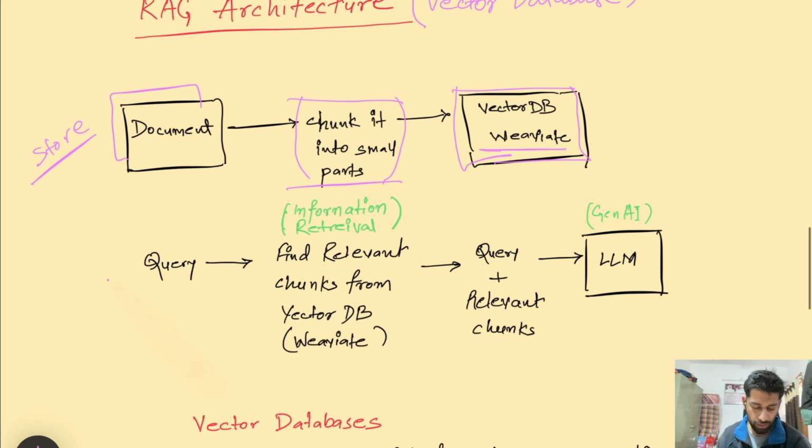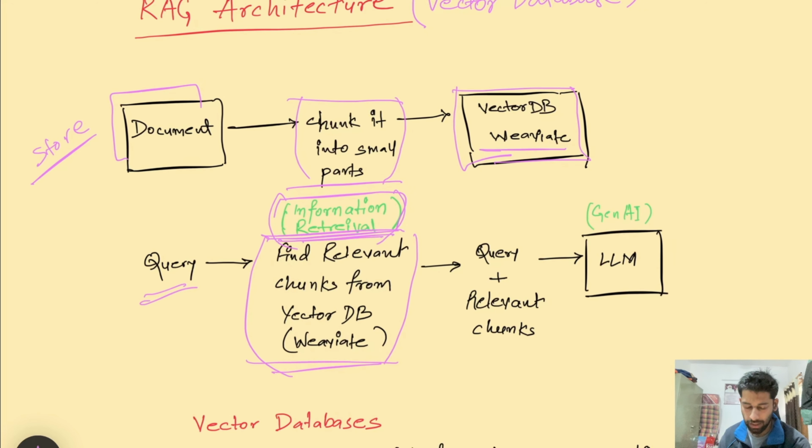Now we are going to query. Whenever we do a query, along with the query, we find the relevant information in this vector database. We only find the chunks which are related to our query. This is our stage of information retrieval. We get those chunks, combine them with our query, and pass it to our LLM.